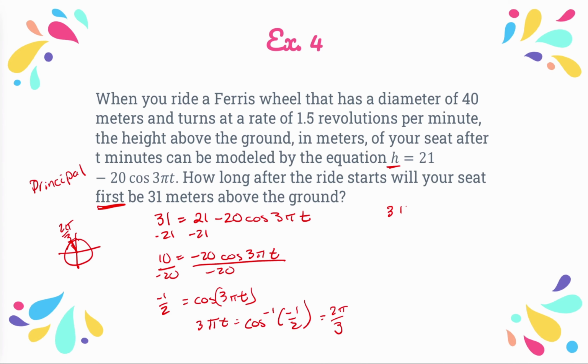So 3 pi t equals 2 pi over 3. We're going to divide by 3 pi. And so t equals, the pi's cancel out, and this is 2 over 9 minutes. Which, if you multiply by 60, is about 13.3 seconds.